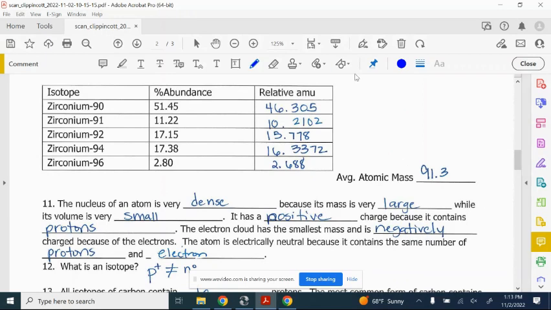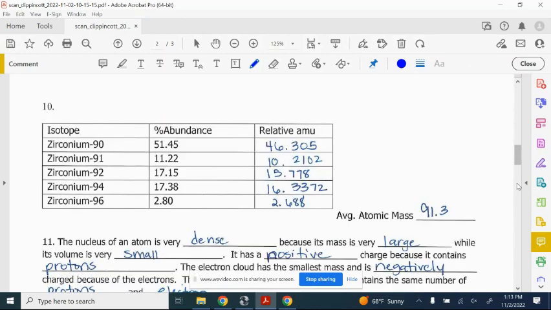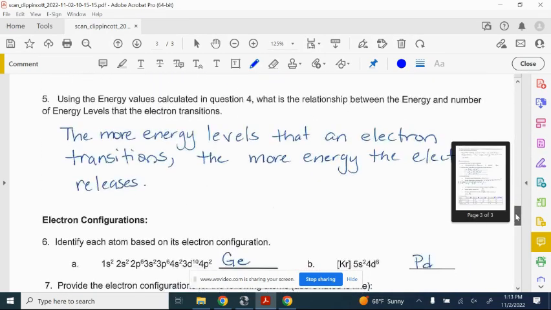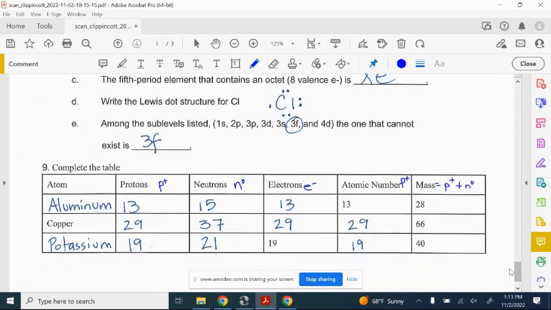I'm just explaining to you why the mass on the periodic table for aluminum is different than the mass that's given here as 28. If we had 13 protons, we would take 13 away from 28, and that gives you your neutrons.